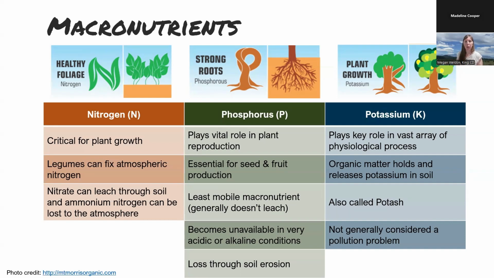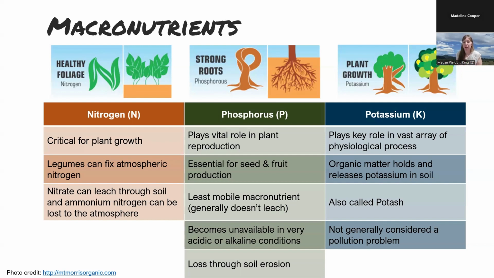Phosphorus plays a vital role in plant production, essential for fruit and seed production. So if you're thinking like big juicy tomatoes or broccoli or anything that you want to be productive, you want to make sure you have good phosphorus levels. It's also not a mobile nutrient, so it binds to soil and usually doesn't leach through the soil profile like nitrogen does. It becomes very unavailable.